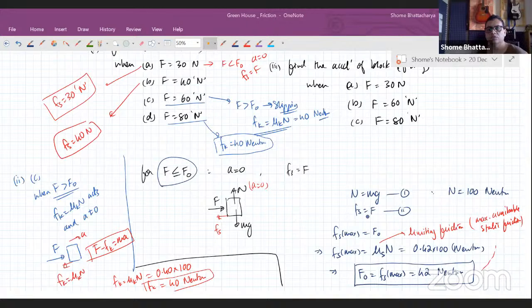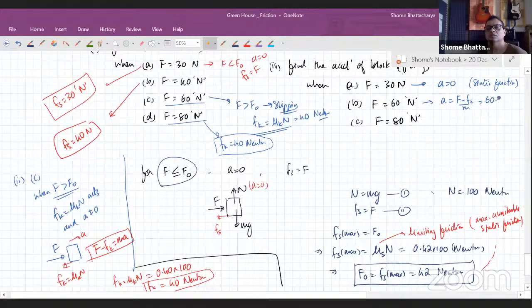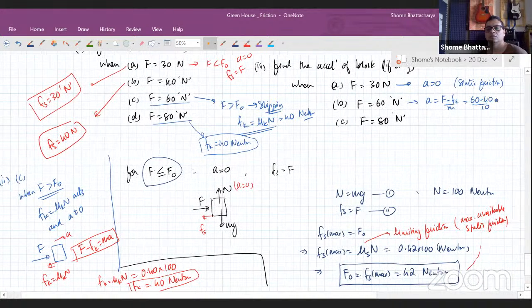So therefore, you can see over here very easily that this acceleration is 0 because there is static friction. But this acceleration you can see will become F minus kinetic friction upon mass. So 2 meters per second square. In this case, the acceleration will have increased to 4 meters per second square.